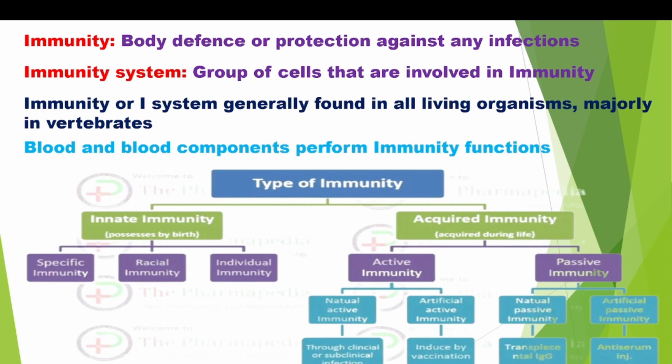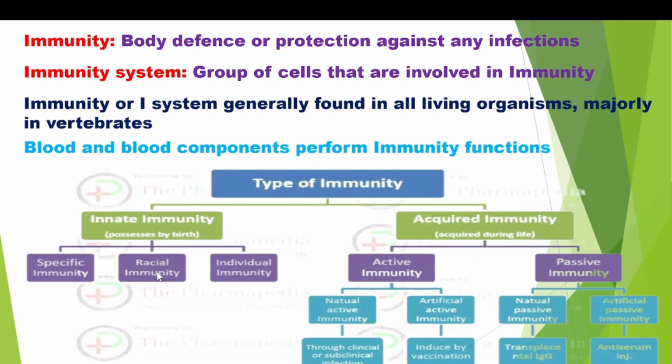The best example is HIV. HIV is more prone to humans, whereas monkeys are not prone to HIV. That means one species is more prone to one particular disease, but another species is not prone to that disease. This is the best example for specific immunity. Another one is racial immunity. Racial means, for example, Indians and Africans. These are two different races. Both are humans, but different races. One race has immunity to one particular disease, whereas another does not. For example, we are not much prone to malaria, whereas African people are very much prone to malaria. This is called racial immunity.